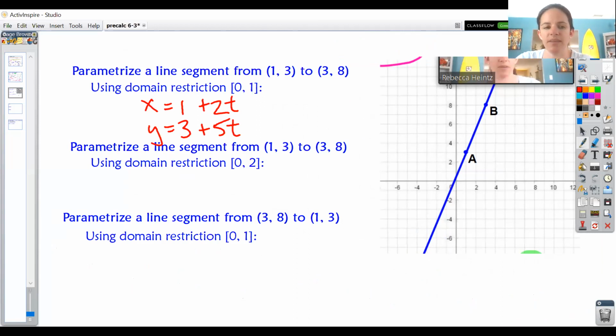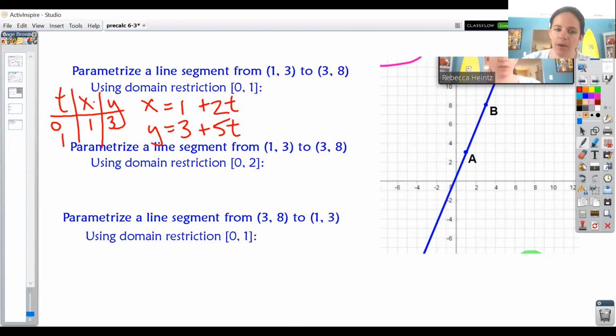If I put in t equals 0, I would get the point 1,3. You can think about making a t-x-y table. That's what we did in chapter 1. When t equals 0, I would be at the point 1,3. And then when t equals 1, x would equal 1 plus 2, and y would equal 3 plus 5. So the default, when we create this, is using the domain restriction t goes from 0 to 1.